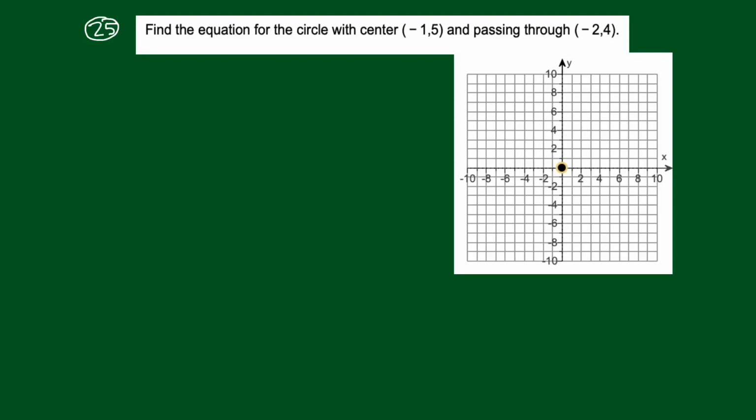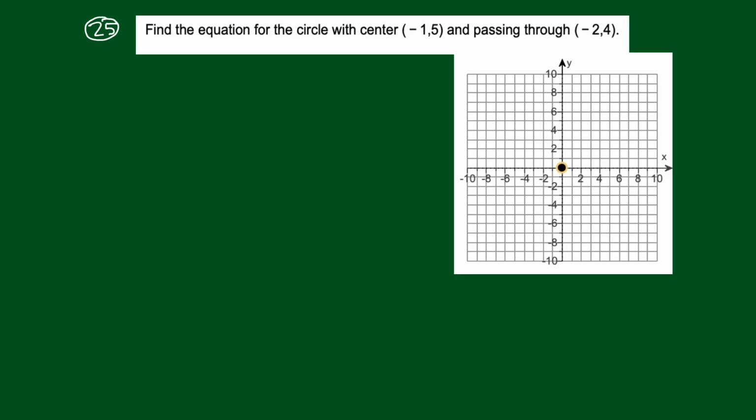Problem 25 asks us to find the equation for the circle with this center, -1 and 5, to the left 1, up 5, and passing through this point. It passes through the point 2 units to the left of the origin and 4 units up.